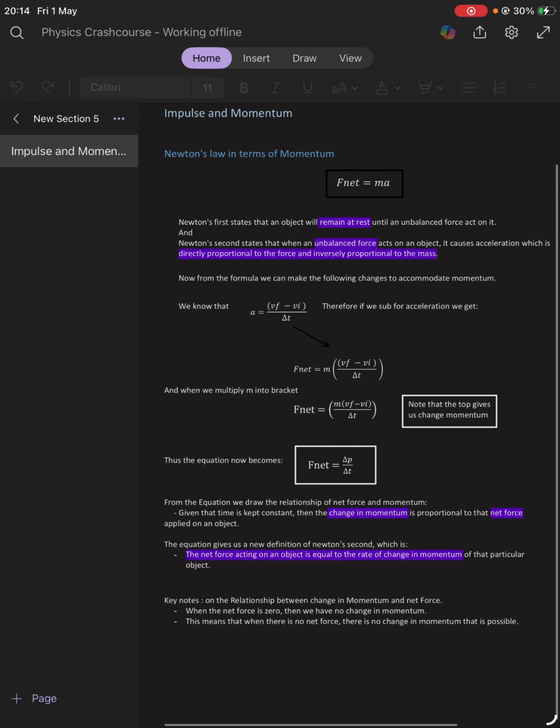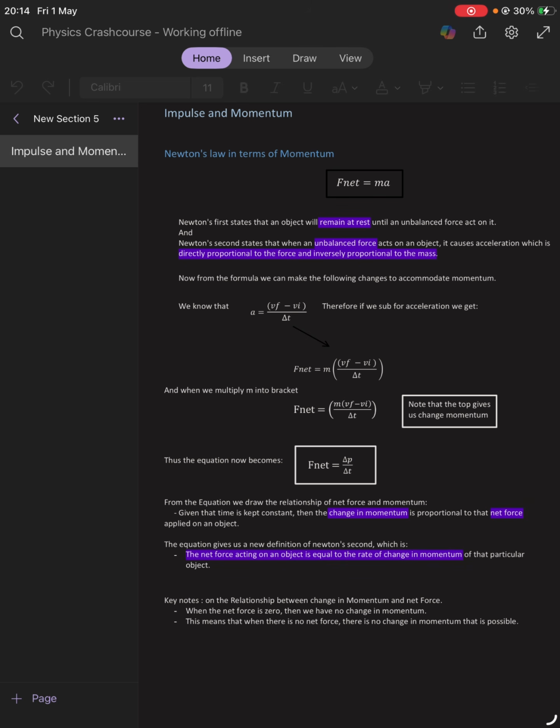Now, from this, we can draw that given that time is kept constant, the change in momentum is always proportional to the net force on an object. The equation now gives us a new definition for Newton's second law, which is that the net force is equivalent to the rate of change of momentum.